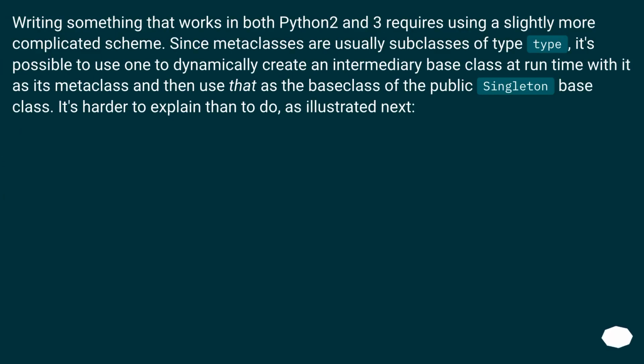Writing something that works in both Python 2 and 3 requires using a slightly more complicated scheme. Since metaclasses are usually subclasses of type, it's possible to use one to dynamically create an intermediary base class at runtime with it as its metaclass, and then use that as the base class of the public singleton base class. It's harder to explain than to do, as illustrated next.